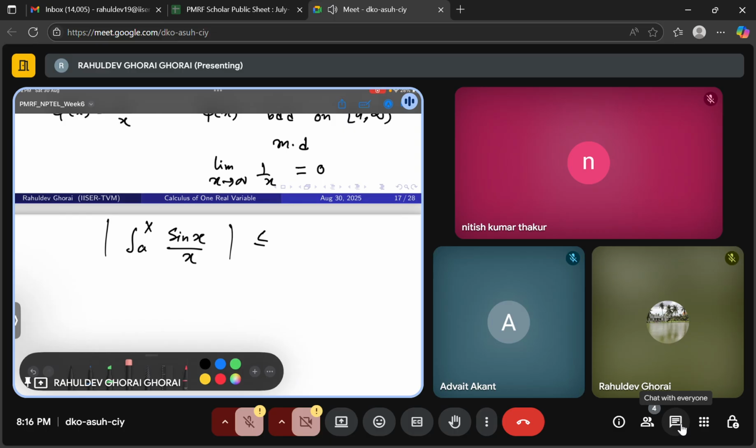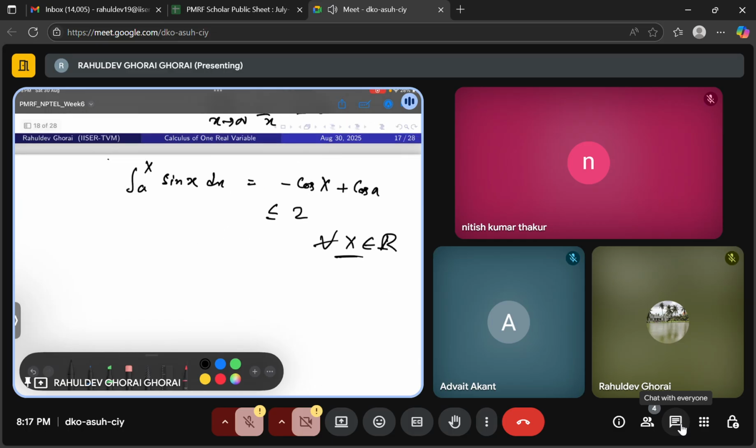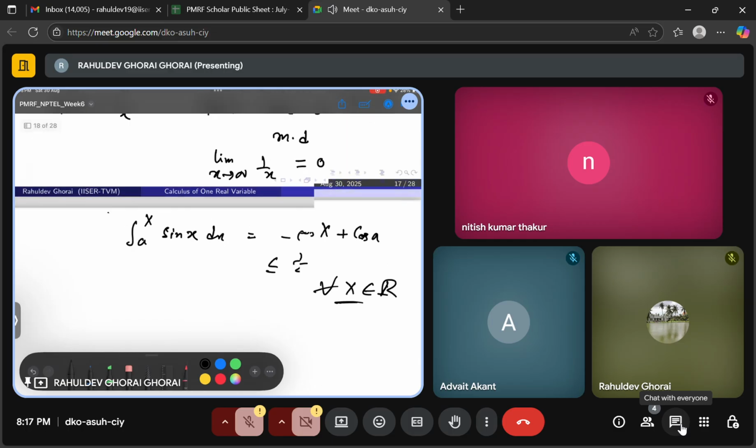Sorry, this is just sin x. So the integral of sin x dx is minus cos x, which gives minus cos x plus cos a, and that is less than or equal to 2, right? So it is a bounded function. So the integral from a to x of sin x dx is bounded for all x, because x belongs to the real numbers.